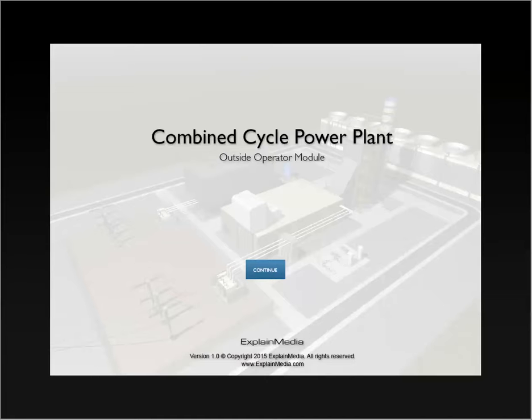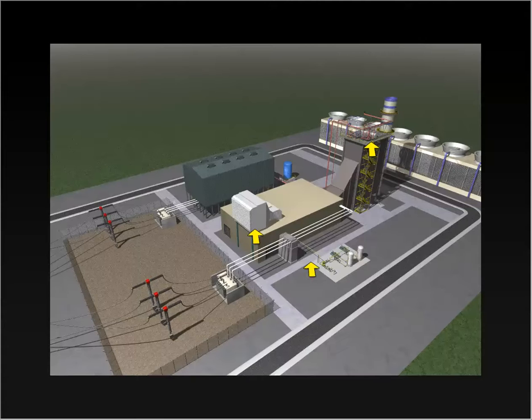The following video is a presentation of Simulation Solutions' Combined Cycle Power Plant. In this demonstration, I will go through both the DCS pages of the simulator, as well as a virtual reality outside operator created in partnership with Explain Media.